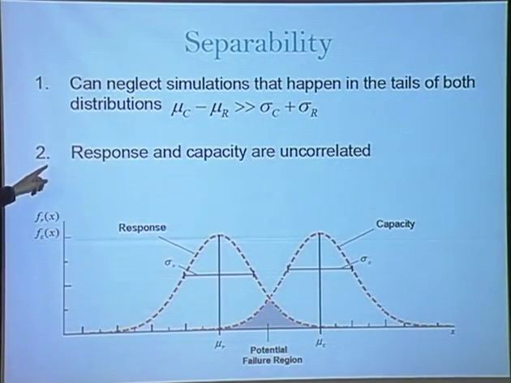So this is the one condition, and the other is that the response and the capacity are uncorrelated. This is not completely true for many structural problems, because if there is a shoddy construction, it can result in both poor material properties and poor geometry that may increase the stresses, but it's reasonably good.